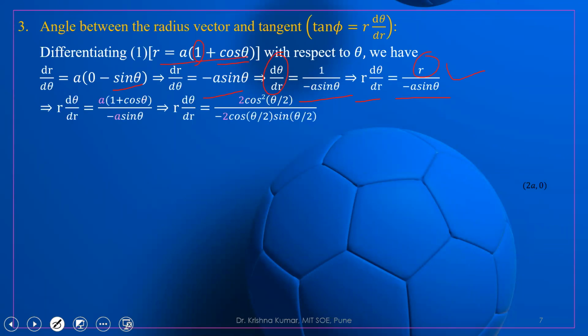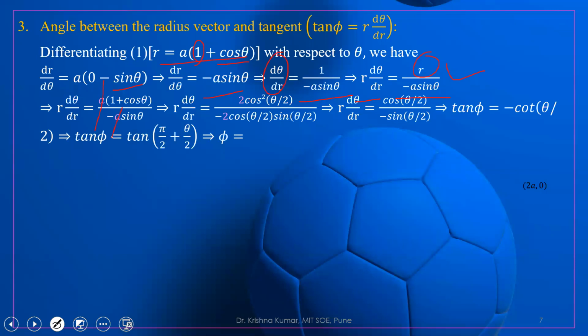So r is equal to a times of 1 plus cos theta, and this a will cancel. 1 plus cos theta is 2 cos square theta by 2. And sin theta is 2 sin theta by 2 cos theta by 2. So cos theta by 2 will cancel, 2 will cancel. What we are getting is cos theta by 2 upon minus sin theta by 2, which is minus cot theta by 2. Or we can write phi is equal to pi by 2 plus theta by 2.